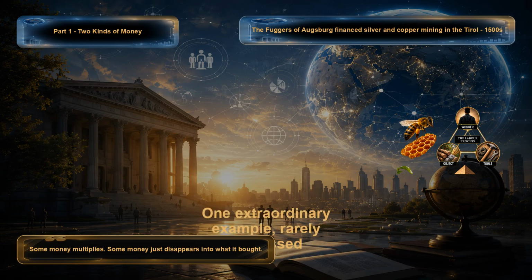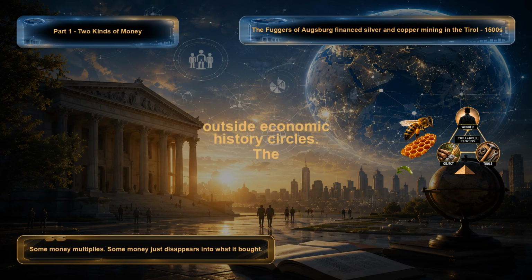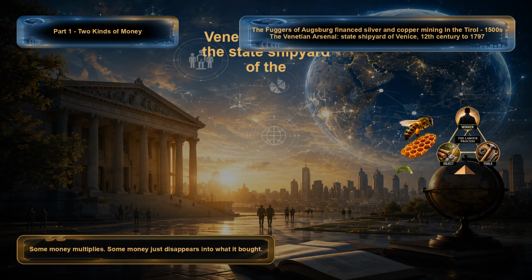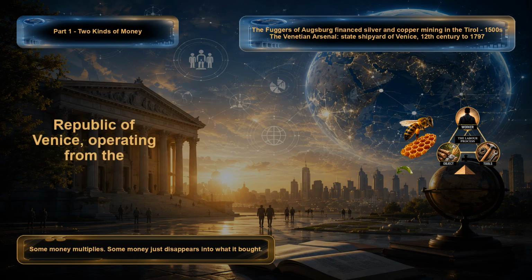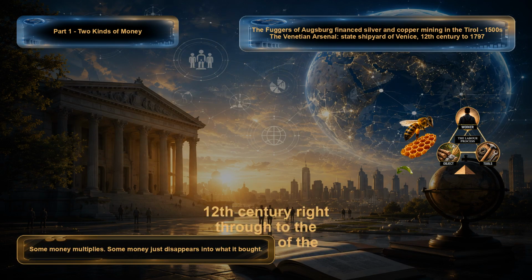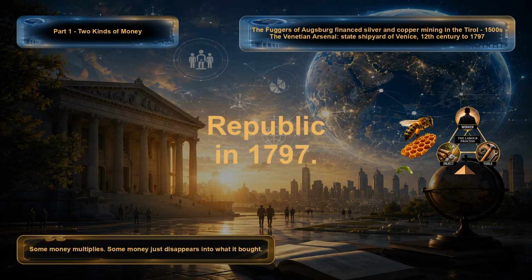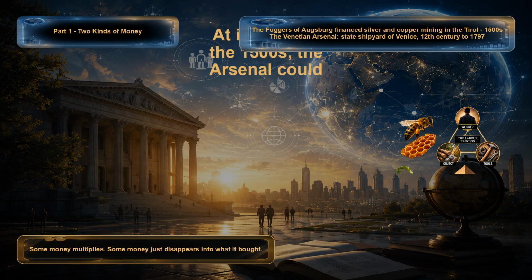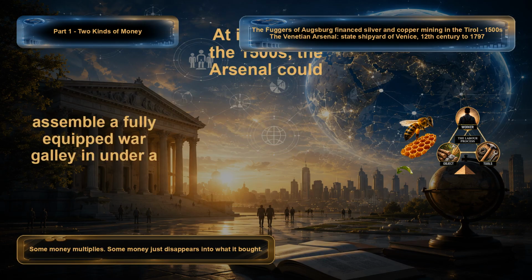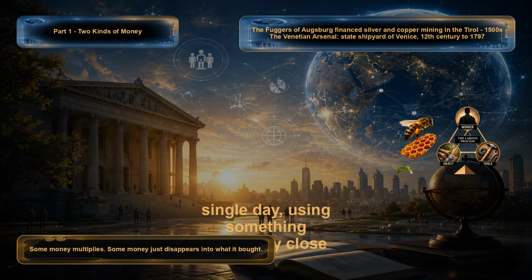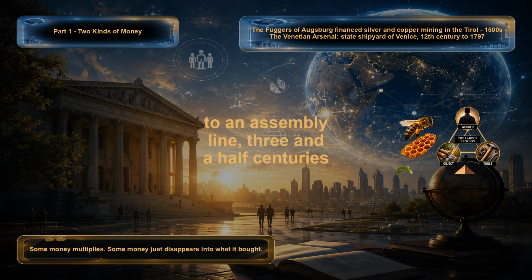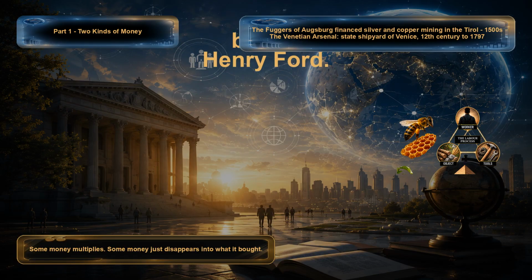One extraordinary example, rarely discussed outside economic history circles, the Venetian arsenal, the state shipyard of the Republic of Venice, operating from the 12th century right through to the collapse of the Republic in 1797. At its peak in the 1500s, the arsenal could assemble a fully equipped war galley in under a single day, using something startlingly close to an assembly line, 3.5 centuries before Henry Ford.